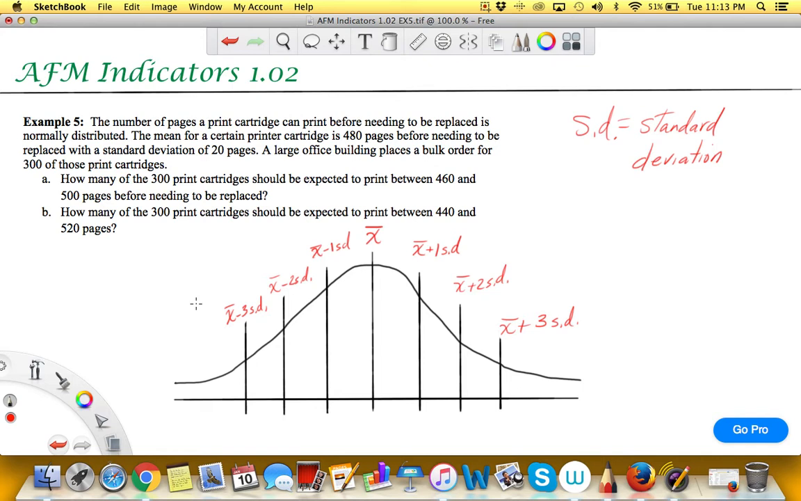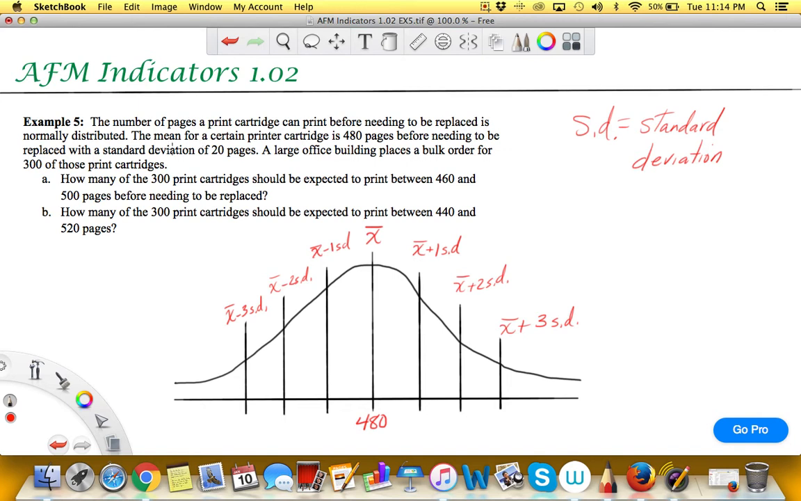It says the number of pages a print cartridge can print before needing to be replaced is normally distributed. The mean for a certain printer cartridge is 480 pages before needing to be replaced, with a standard deviation of 20 pages. A large office building places a bulk order for 300 of those print cartridges. The first thing we want to do is take the mean value and put it right under this middle line. In this case, the mean is 480 pages.